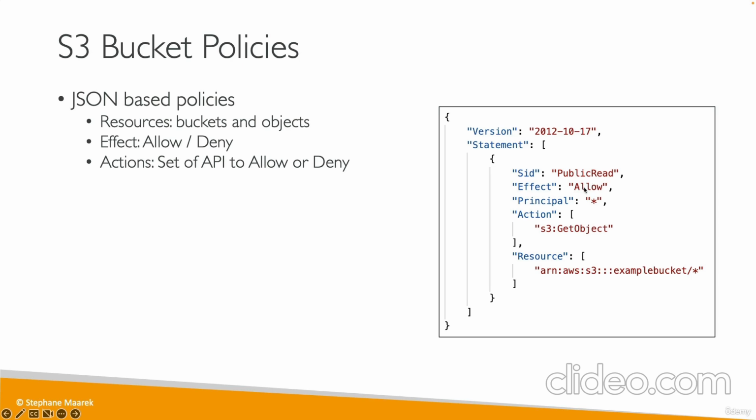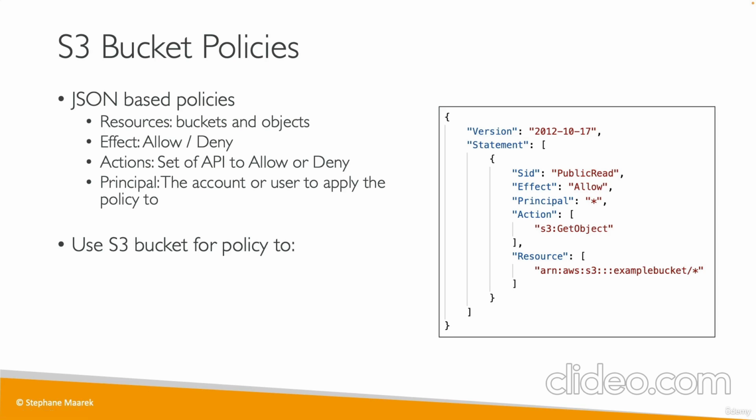So this allows anyone, thanks to the principal. The principal represents the account or the user to apply the policy to. So principal is star. So here we allow anyone with a star to get objects, so to retrieve an object from my example bucket with a star. That means any object within it. So therefore, this S3 bucket is setting public reads on all objects inside my buckets.